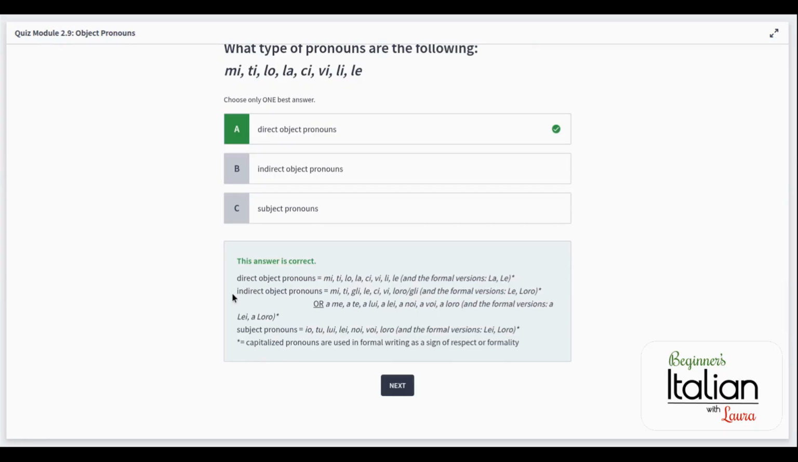The indirect object pronouns are mi, ti, gli, le, ci, vi, loro, or gli, and the formal versions Le and Loro. Or you can also use a me, a te, a lui, a lei, a noi, a voi, a loro, and the formal versions a Lei, a Loro. And subject pronouns are io, tu, lui, lei, noi, voi, loro, and the formal versions Lei and Loro.